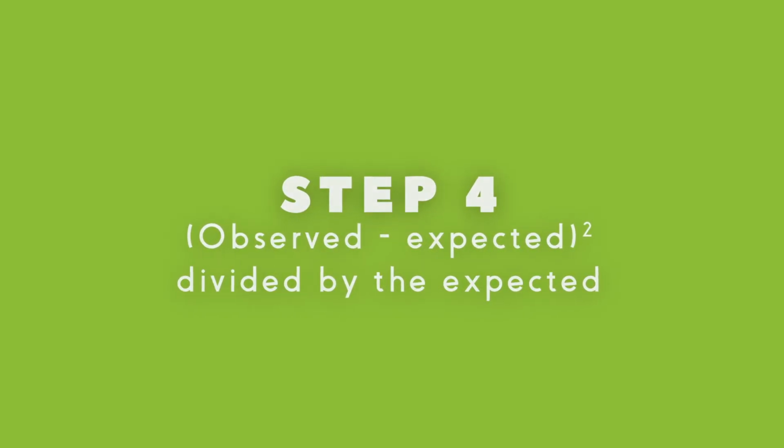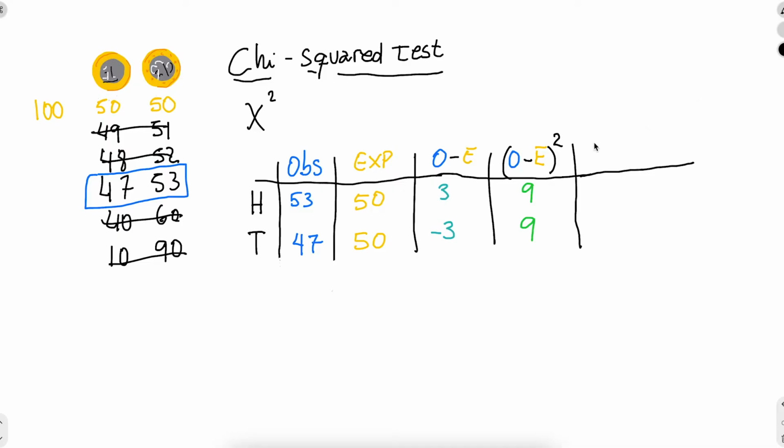So let's compare it. How do we compare? We divide by what you are expecting. So you have here the observed minus the expected, squared, divided by what you expected. Divide this by what you were expecting. And 9 divided by 50 is 0.18. So 0.18 here, same thing on this side, 0.18.